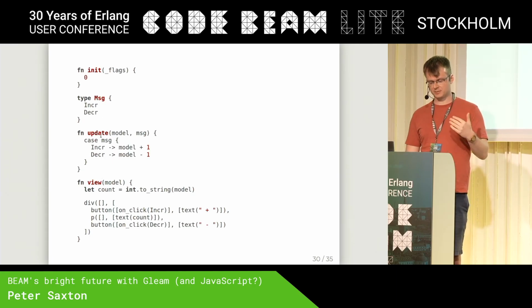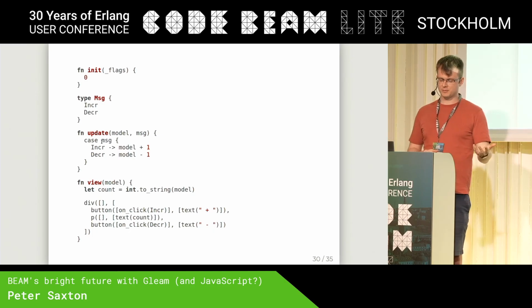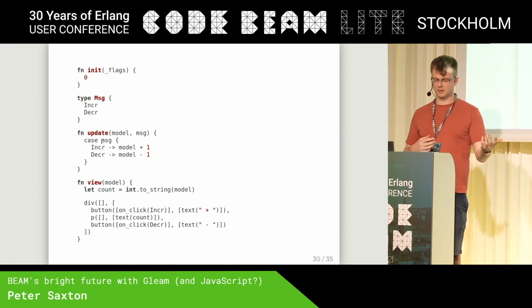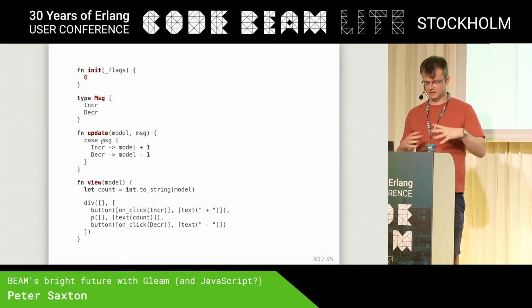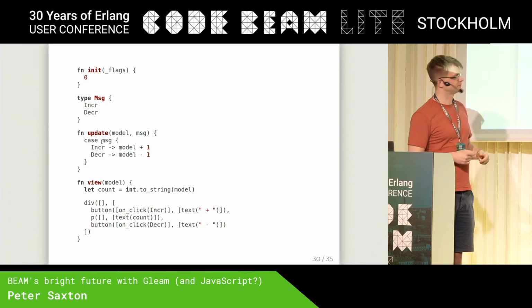The message type is parameterized to be the same, so you can't start a Lustre app with the wrong view function and update function. The model type in the update and the view will be type checked to be the same thing.